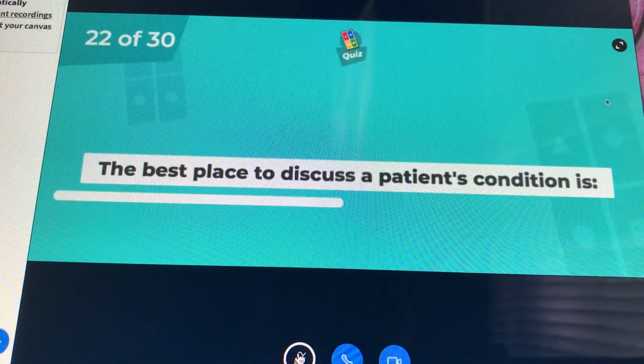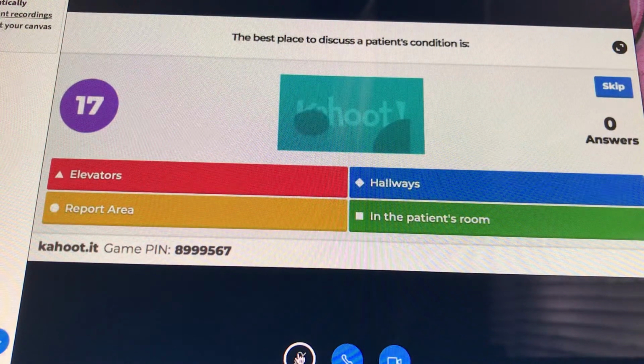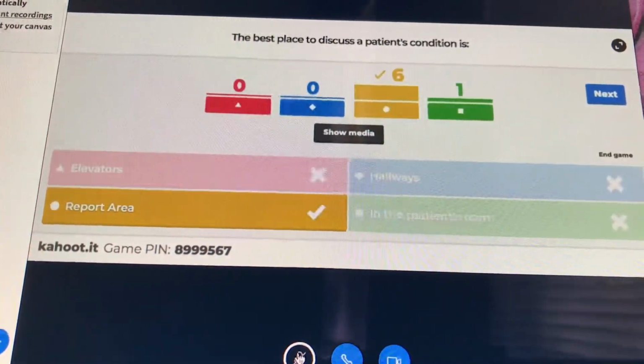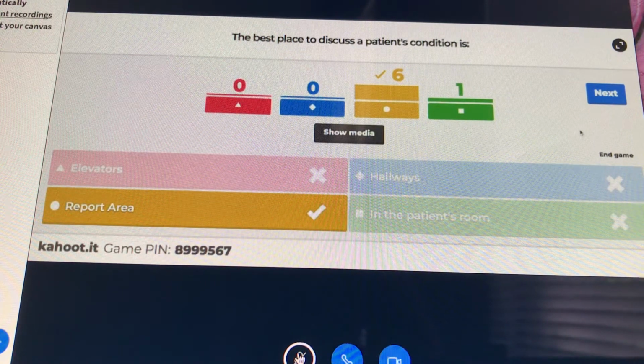So the best place to discuss a patient's condition would be back. Good, that would be a report area. Of course, in some cases they have bedside report, but per textbook, in most situations you want to give report or discuss the patient's condition in a report area.